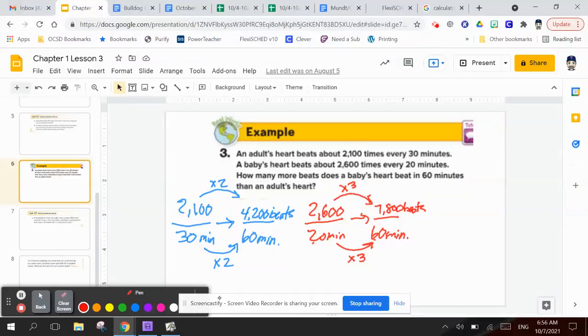But the question's asking how many more beats does the baby's heart beat than an adult's? So I have to go ahead and subtract 7,800 minus 4,200, and I get 3,600 beats.